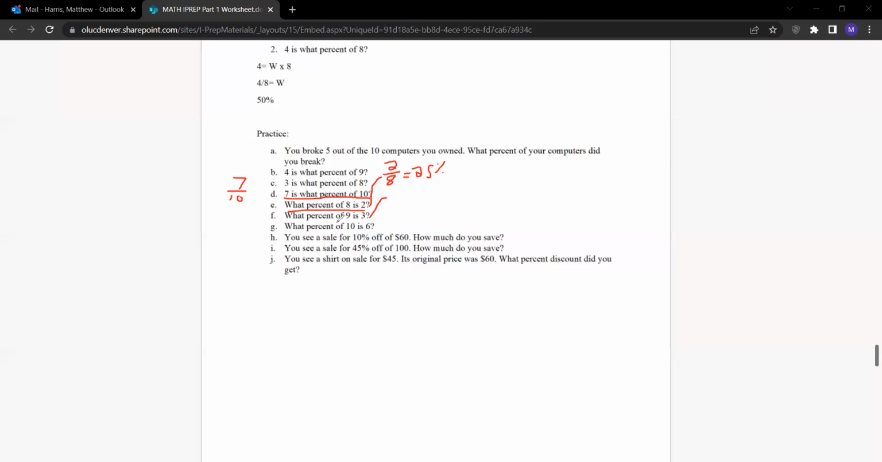Next one we have what percent of 9 is 3? So we have 3 over 9. 33.3%. And what percent of 10 is 6? So it's going to be 6 over 10. 6 times 100 is 600 divided by 10 is 60%.